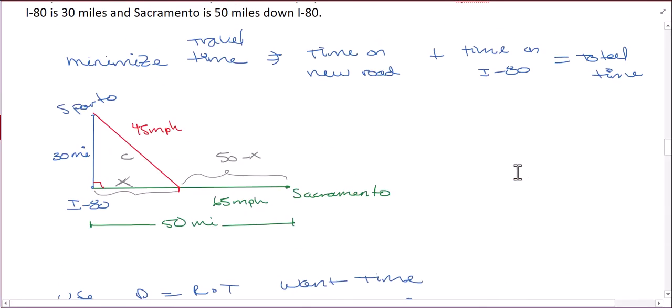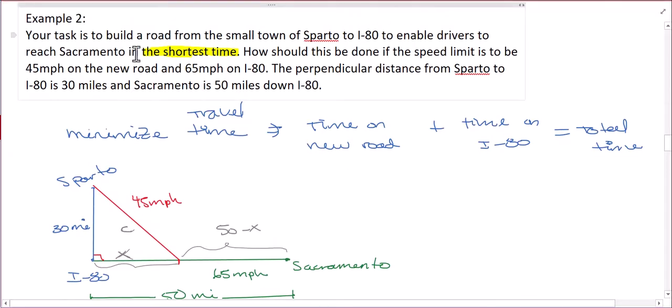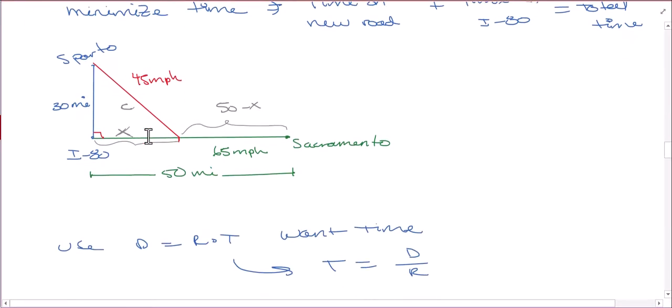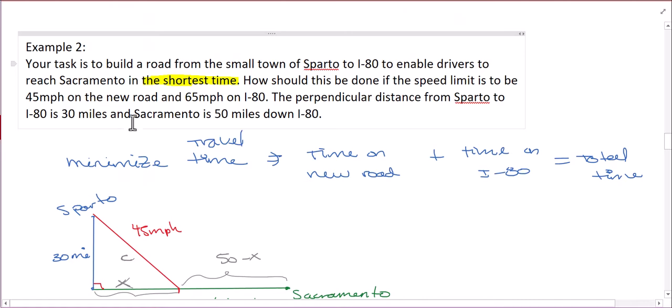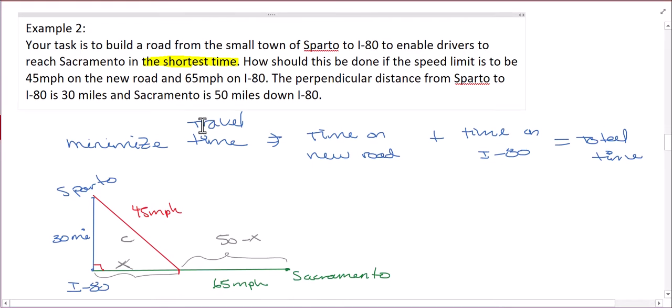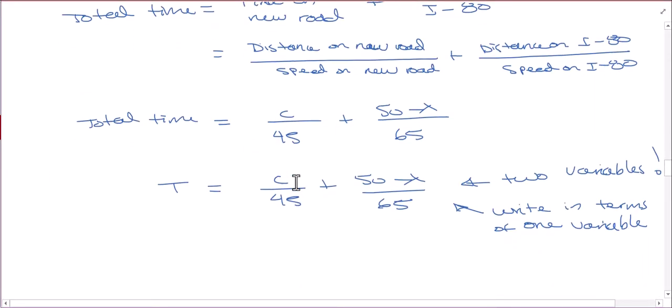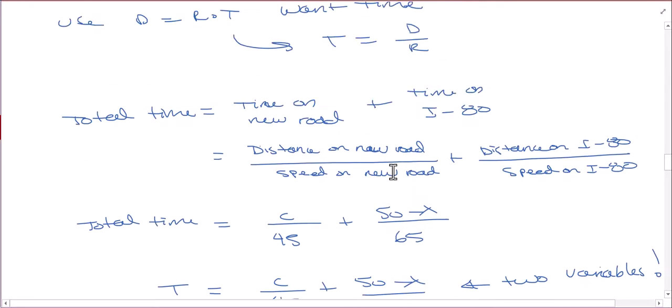So let's go back to the problem. Your task is to build a road from the small town of Sparta to I-80 to enable drivers to reach Sacramento in the shortest time. How should this be done? Okay, so there's nothing there that we missed. We already have the picture. So oftentimes the constraint may not necessarily be stated in the problem, which is why I wanted to do this example. So how can I get this? Either the X needs to be in terms of C or the C needs to be in terms of X?